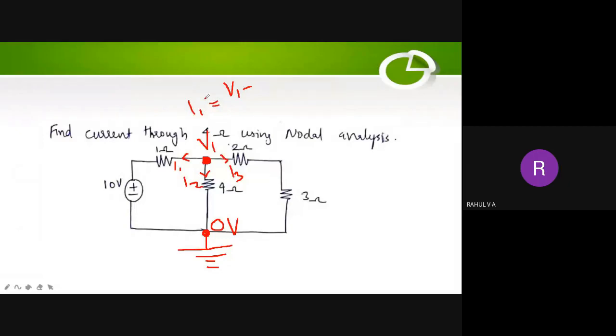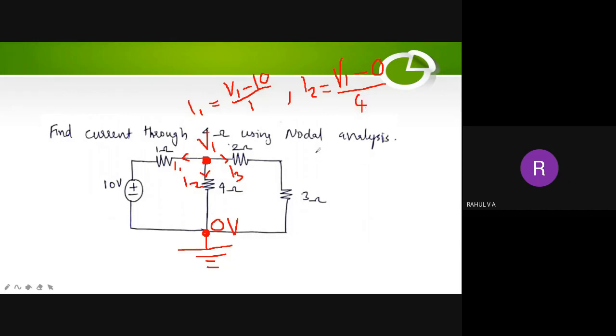So one end of the 1 ohm is V1, another end of the 1 ohm is 10 volt. So the potential difference is V1 minus 10 divided by the resistance value, that is 1. So that is I1. Now what about I2? I2 is the potential difference across the 4 ohm resistor. So one end of the 4 ohm resistor is connected to V1 and the other end is connected to 0 volt, that is the reference node. So it is V1 minus 0, divided by the resistance value 4, is I2.